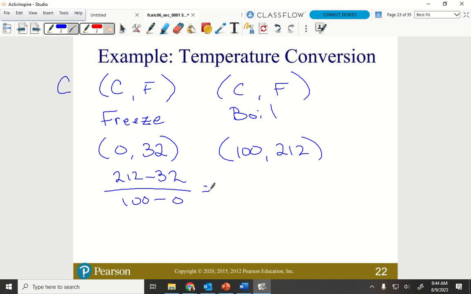32, so 212 minus 32, what is that, like 180? So 180 over 100, which is going to give me, reducing, 9 over 5? Yeah, 9 over 5. So my slope is 9/5, right?